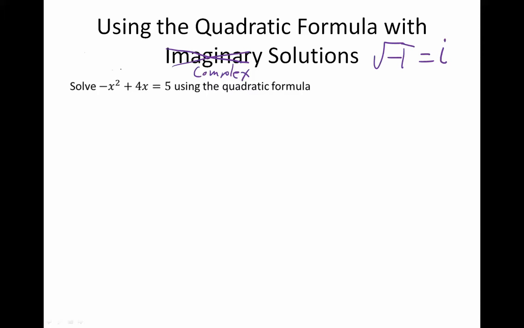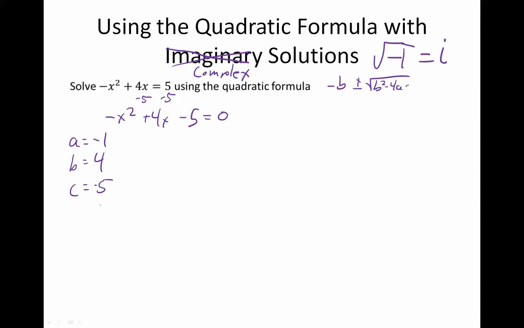So let's do an example, and we'll see what happens when that becomes a negative number. Again, we have to work with standard form, so I'm going to subtract 5 from both sides first. This becomes negative x squared plus 4x minus 5 equals 0. Now my a, b, and c: a is negative 1 because there's a negative there, b is positive 4, and c is negative 5. So when I plug into my formula, which, by the way, I didn't write down: negative b plus or minus the square root of b squared minus 4ac, all over 2a.